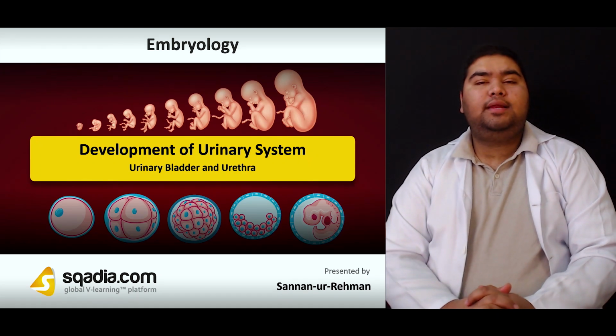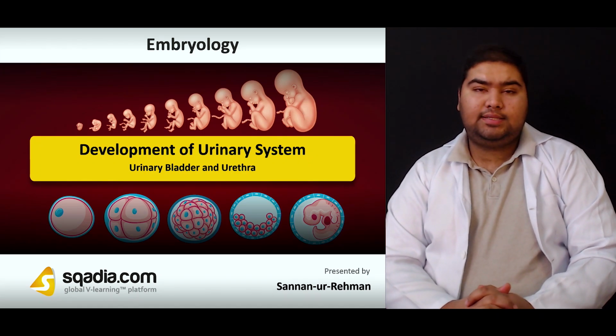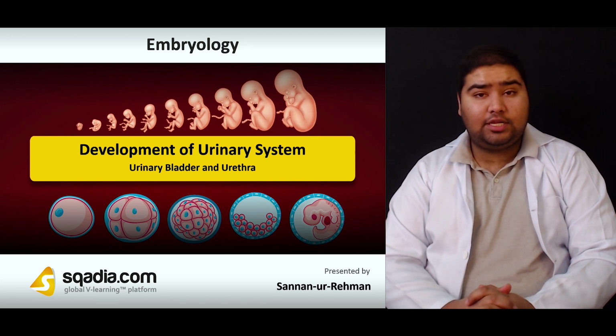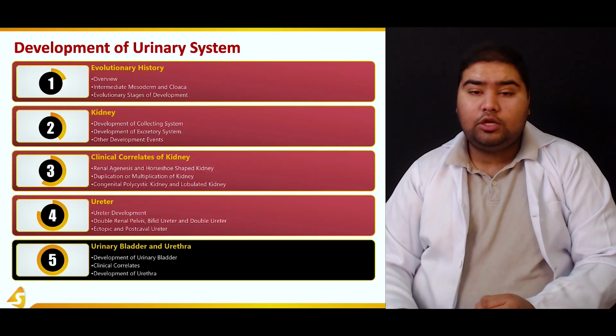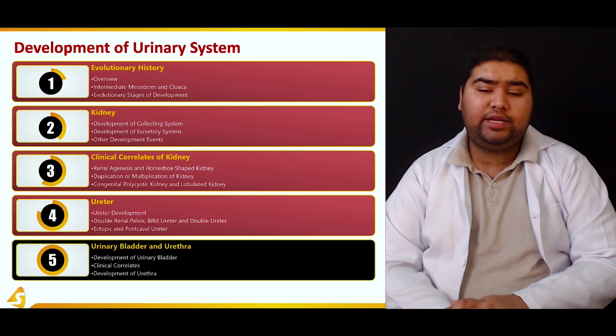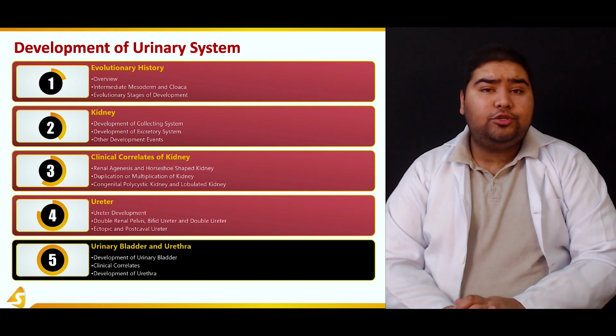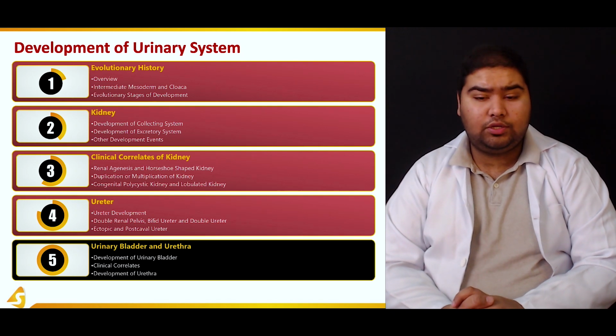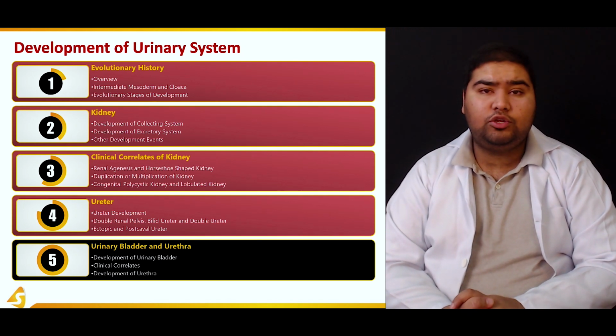So we are finally at the last section of this lecture. In this section, we'll talk about the urinary bladder and the urethra. We are still talking about the development of the urinary system. So this section has been further divided into development of the urinary bladder, the clinical correlates, and finally the complications of the development of the urethra.